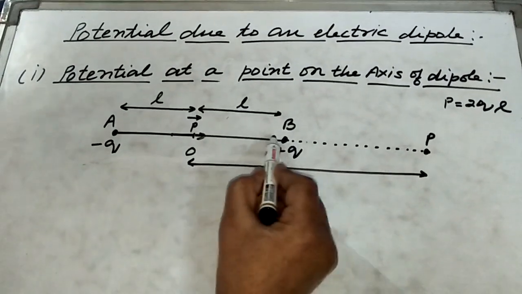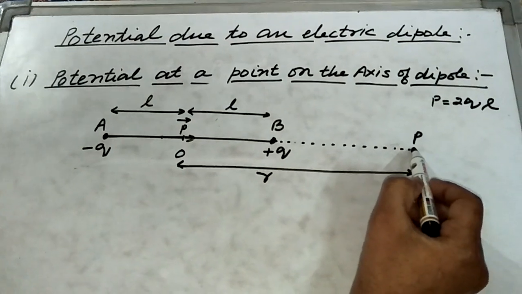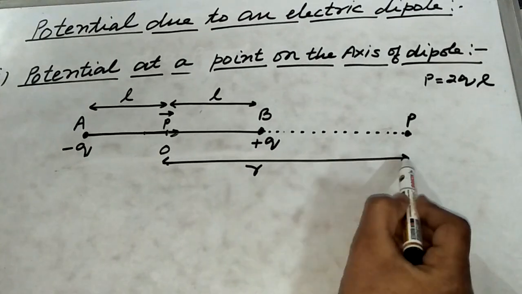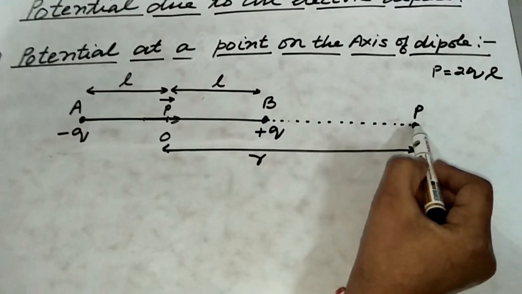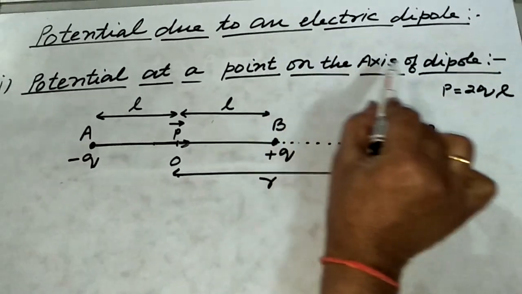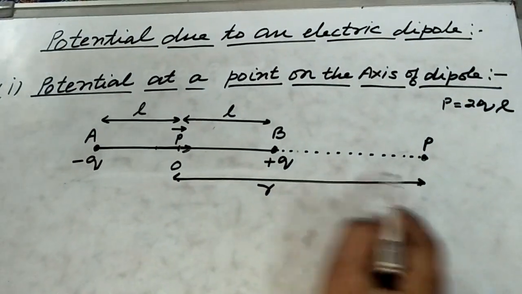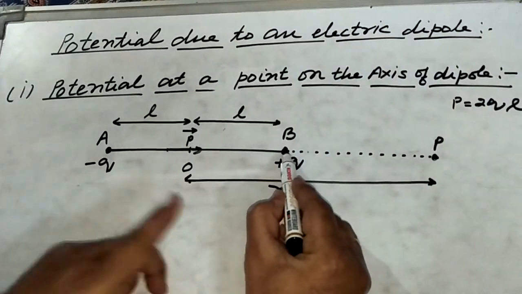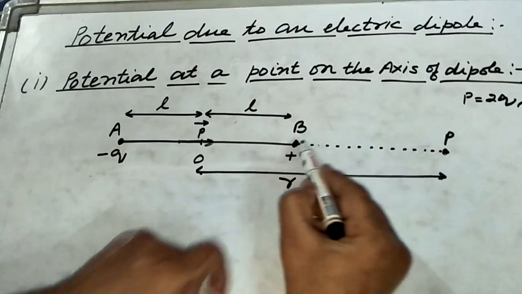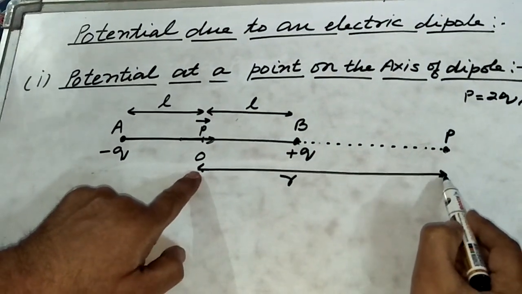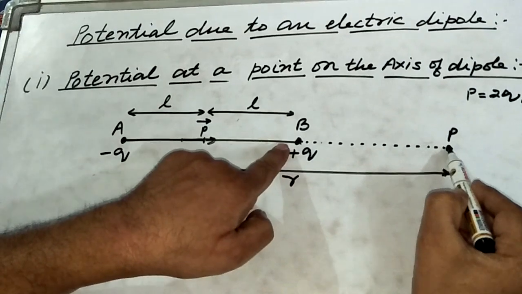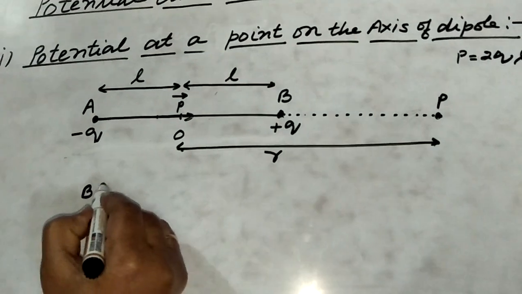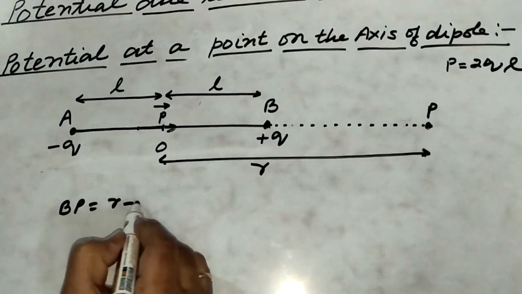So let us consider a point P, and that point P lies at distance r from the center of this dipole on its axis. This point P lies on the axis of the dipole at distance r from O. Now the distance of the point P from charge plus q is how much here? This whole distance B to P is r, this one is l, so this distance is r minus l. So distance BP is equal to r minus l.